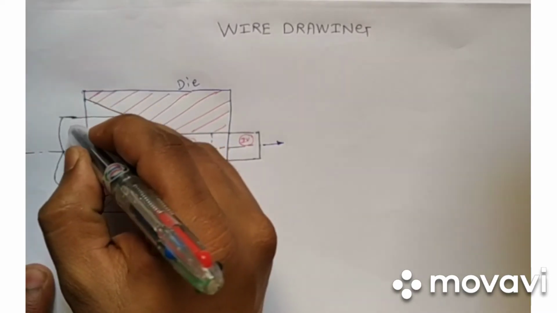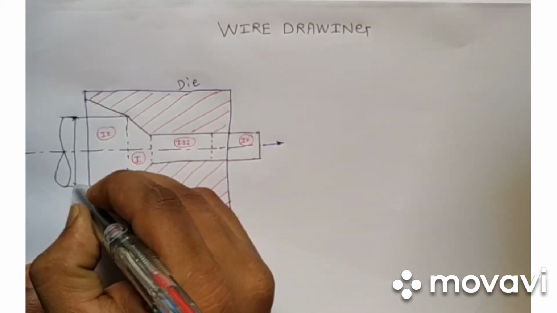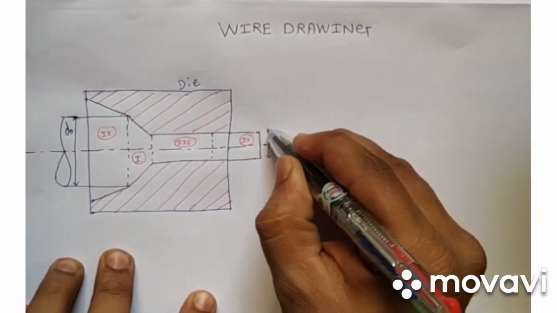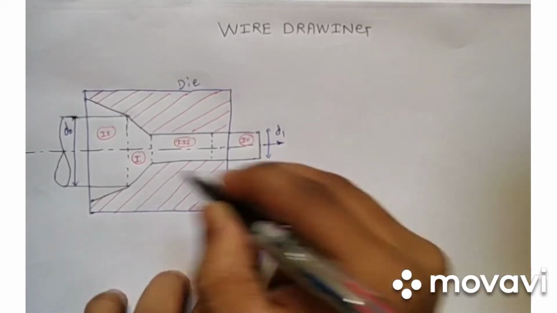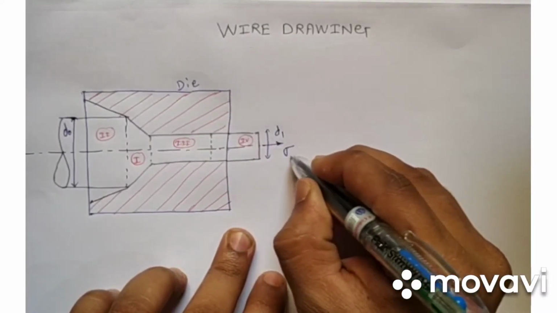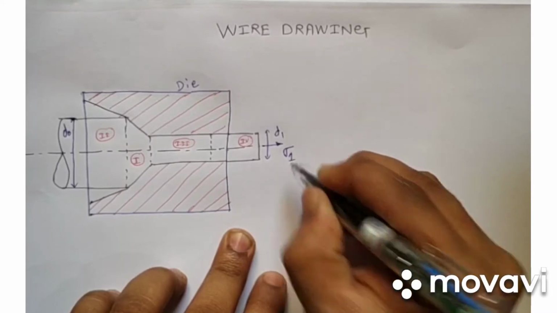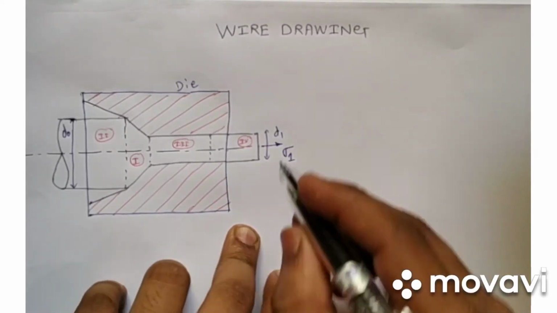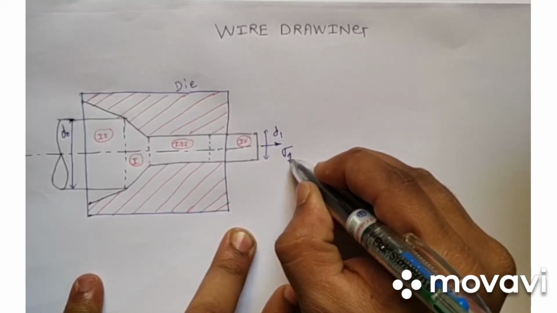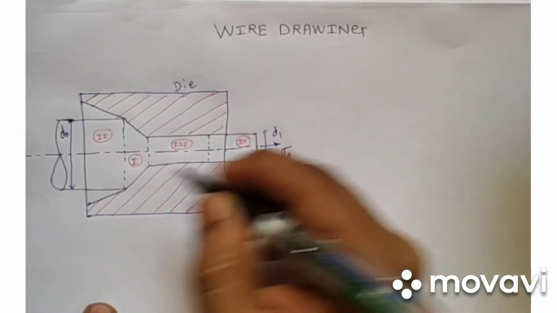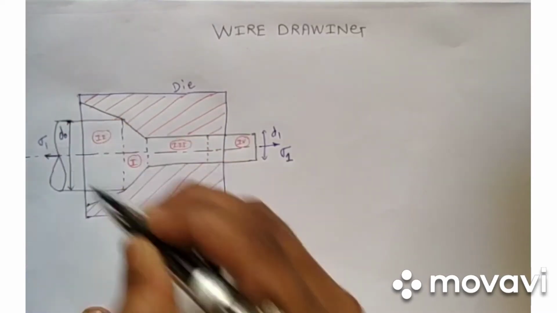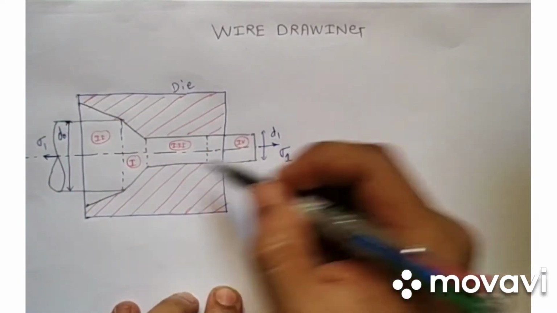Now let's say this bar has a diameter d0 as original, and finally we are getting a wire having a diameter d1. Now we are pulling this rod through this die, so there will be stress. Let's consider it as sigma 1, because we have to apply some back tension also, which is sigma 1. So sigma 2, we are pulling this wire.